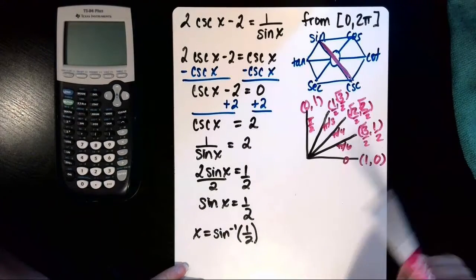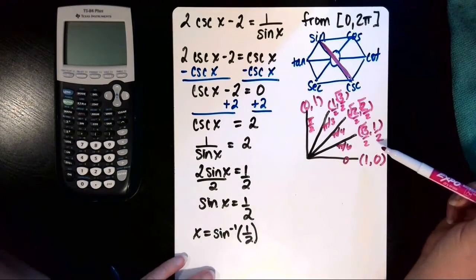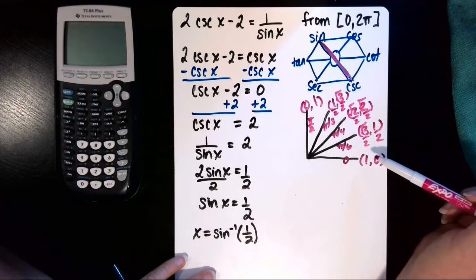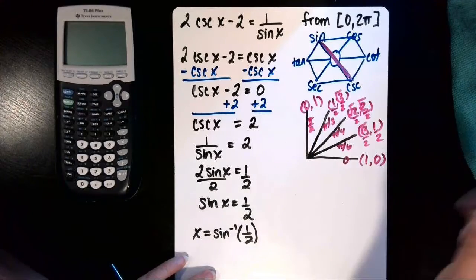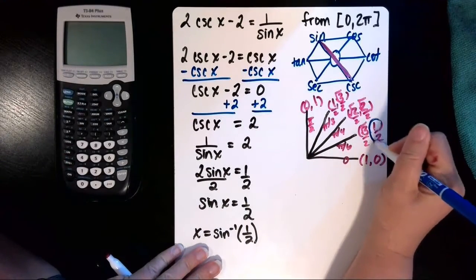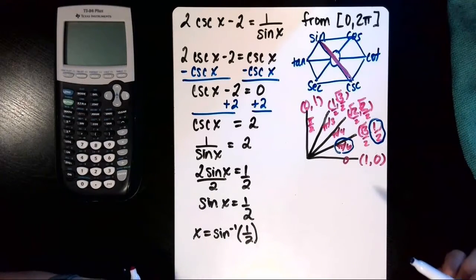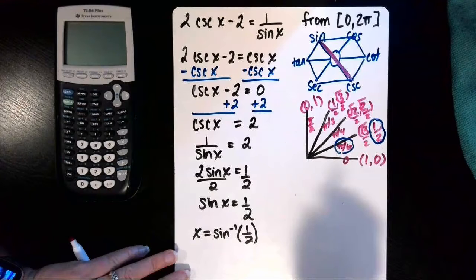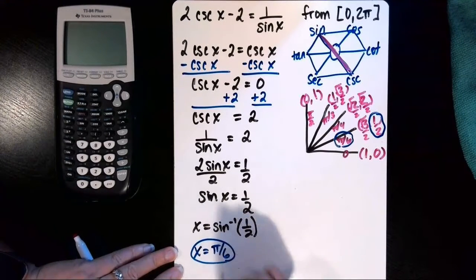So if I want to find where the sine is positive 1/2, I look for y values in the coordinates, because sine is the y value, the x coordinate is the cosine. So when I take a look at this first quadrant, I see right here at pi over 6, I have a y value of 1/2. So that's going to be my first solution. X is equal to pi over 6.